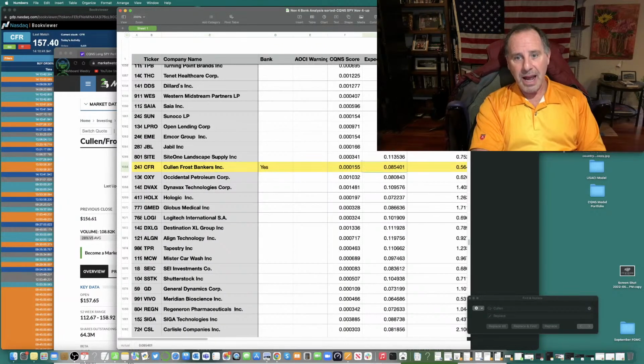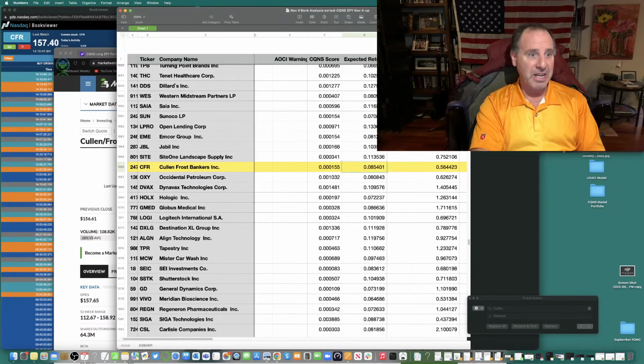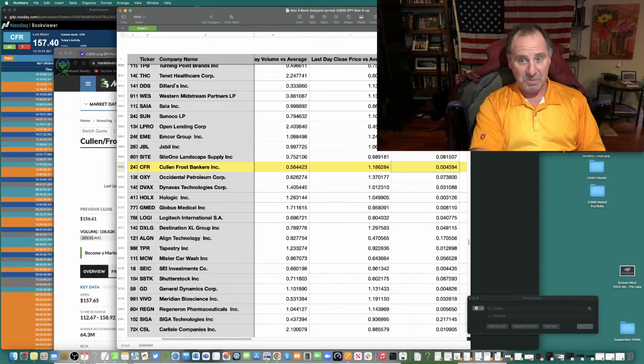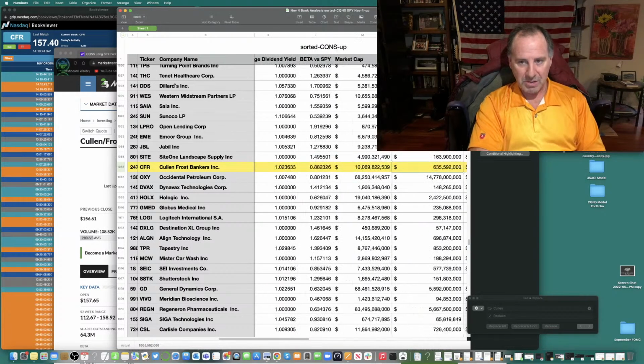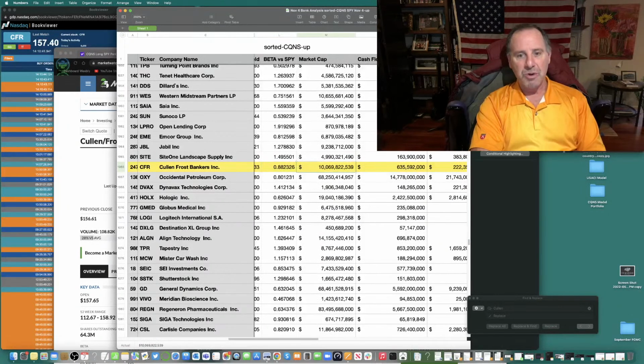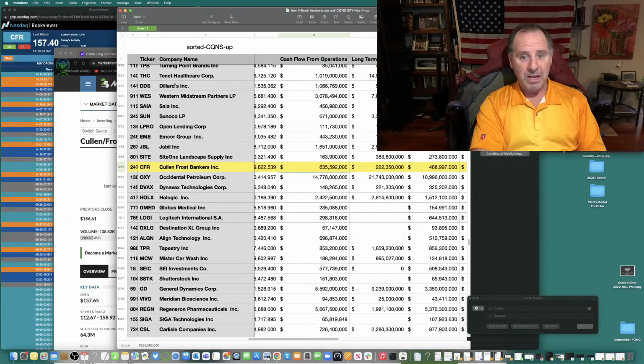And I look at it, and actually the expected return on this stock is 8.5%. This stock is expected to make money for investors. This is a good stock. The beta of 0.88, right? It's going to move less than the S&P 500. It's worth $10 billion. Cash flow of $635 million.